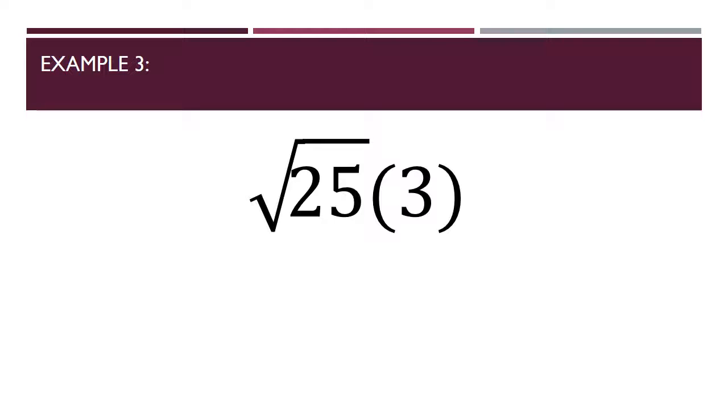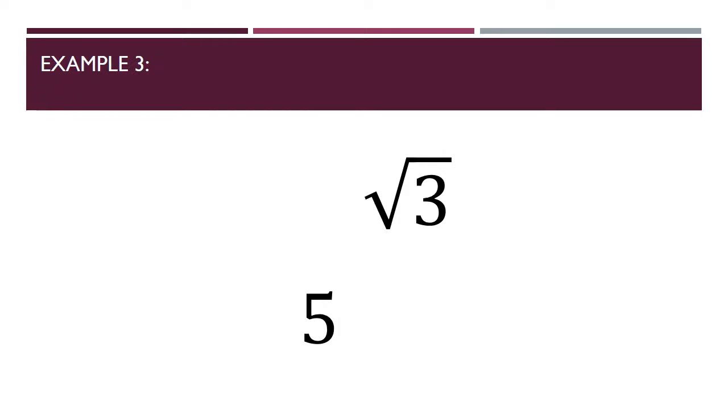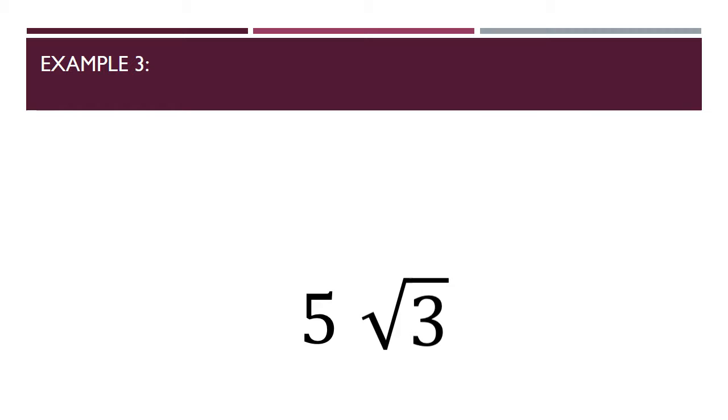Now, all I need to do is change the square root of the product into multiplying the square root of the factors. So in this case, I'm going to end up with square root of 25 times square root of 3. I know that square root of 25 is 5, so all I need to do is bring down the irrational number, which is square root of 3, to the right of 5, and I'm done.